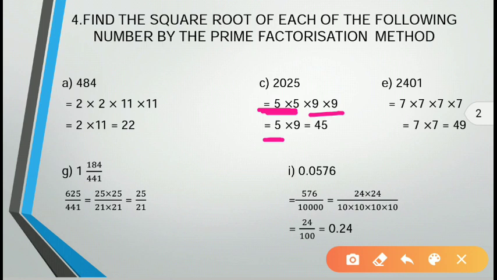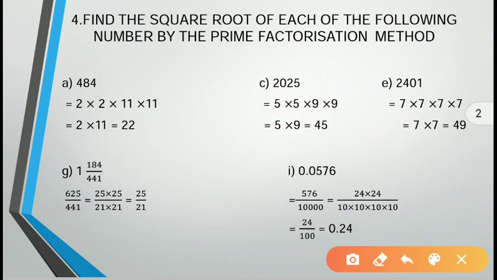That's why we are making pairs of two digits, and when we are taking the digits out of the square root we are writing the digit only one time. Okay, so from this pair write only one time 5, and from this pair 9 into 9 write only one time 9. So multiplying these will give you 45. This is your answer.